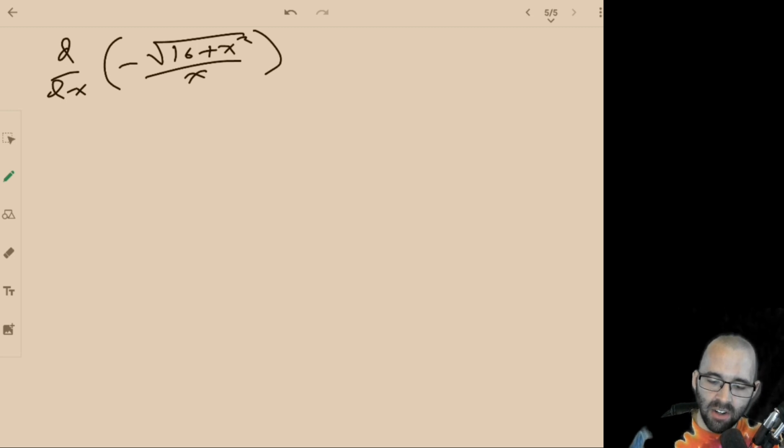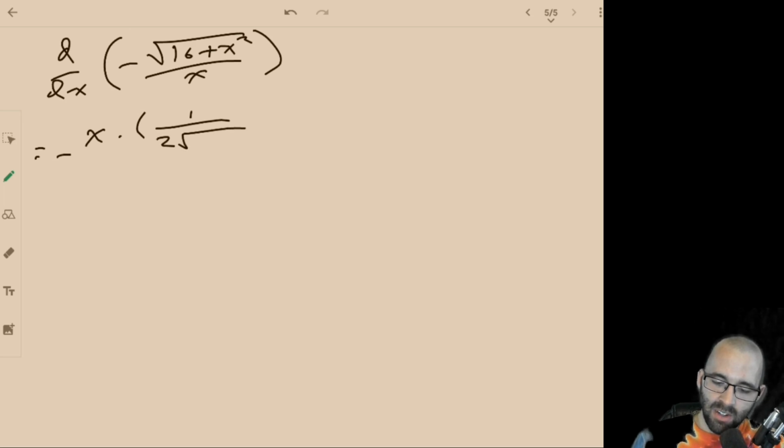Let's just bring the negative out in front. Okay, quotient rule. Ooh, it's really been a long time since I used the quotient rule. It's low d high minus high d low, square the bottom, and away we go. So it's the bottom times the derivative of the top. Derivative of the top is going to be just 1 divided by 2 square root of 16 plus x squared times the chain rule, gets a 2x on top. I can make that a little prettier. That's low d high.